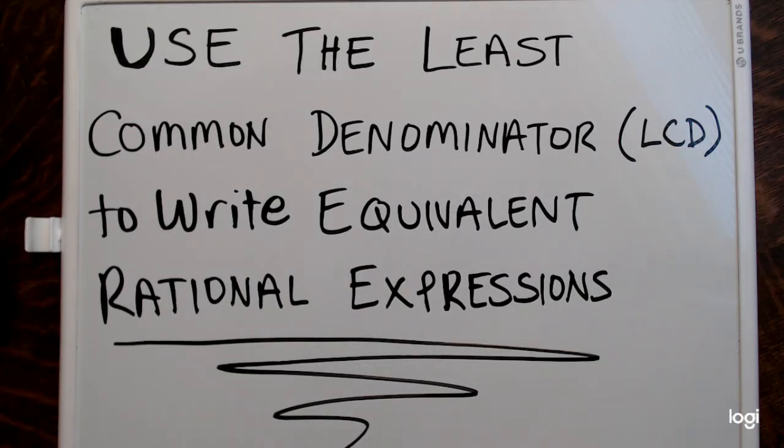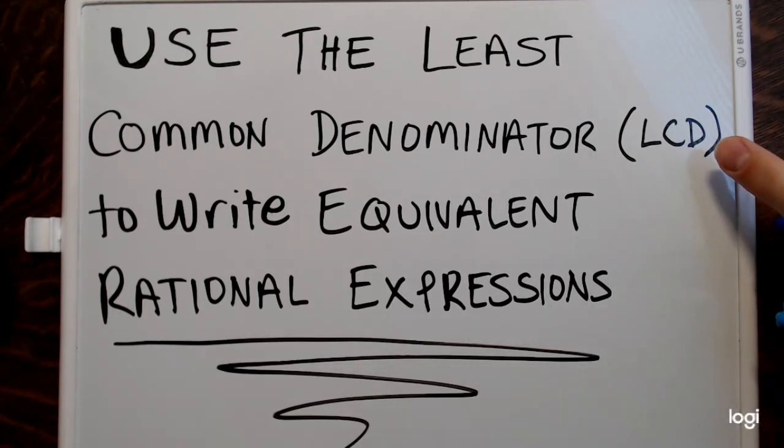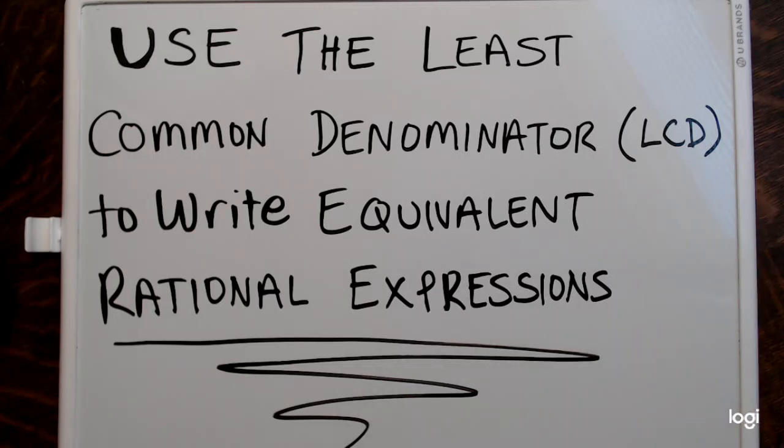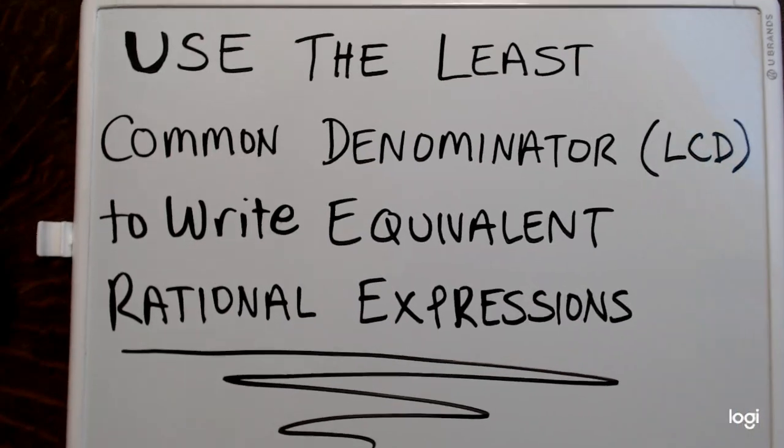Hello and welcome to this video on using the least common denominator, or LCD for short, to write equivalent rational expressions. In this video I'm going to go over a few examples where we're given a couple of fractions, rational expressions. First, find the least common denominator of those fractions, and second, rewrite those fractions as equivalent fractions in which the denominator is that least common denominator, the LCD. Alright, so let's begin.